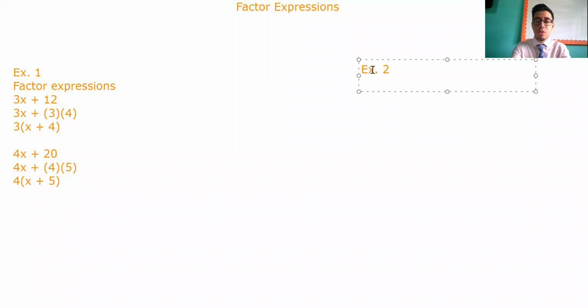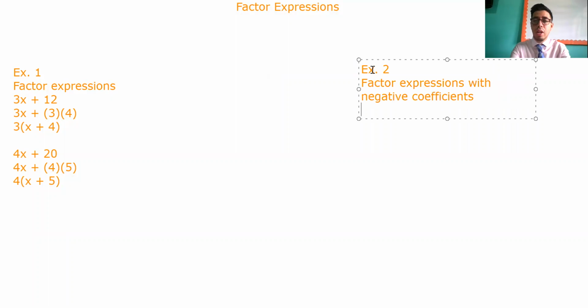Okay, then in the example number 2, we need to factor expressions with negative coefficients. Rodrigo and Jordan each factor the expression negative 2x minus 6. And we need to know who factored the expression correctly, okay? Which one of them factored the expression in the correct way. Rodrigo uses a positive common factor to factor the expression. So we are going to do it one by one.